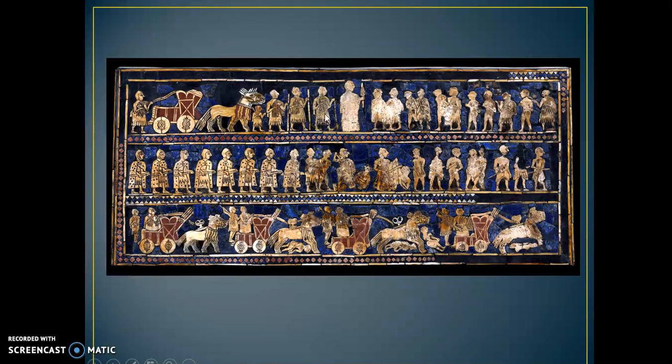Then you have the top register, and the king is once again extremely large, larger than anyone else, and his head's breaking through the register. And the prisoners are actually naked and are being enslaved, which I think is fascinating that this concept started here and it carries on.